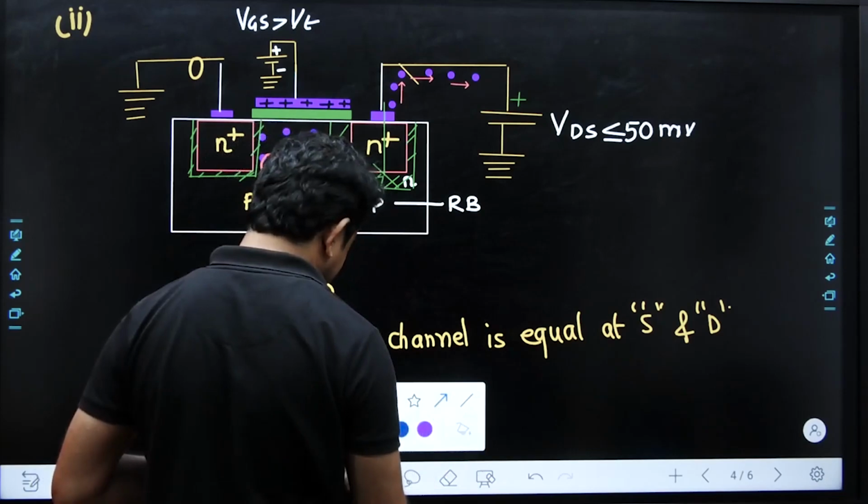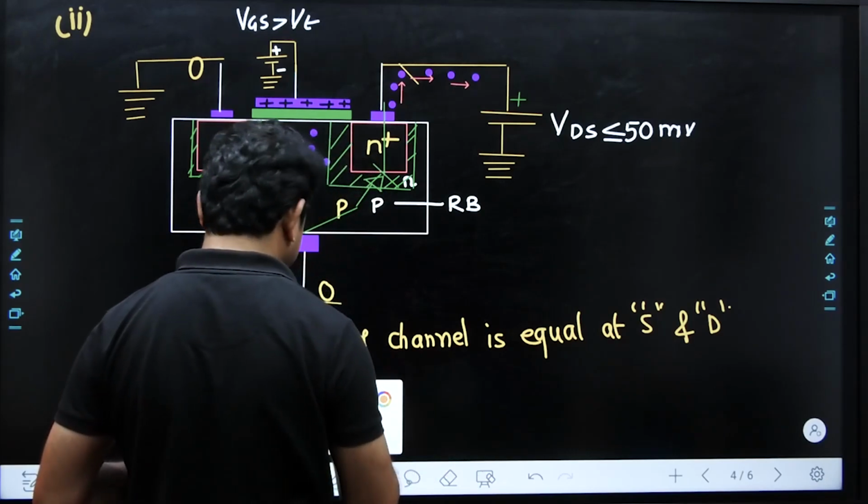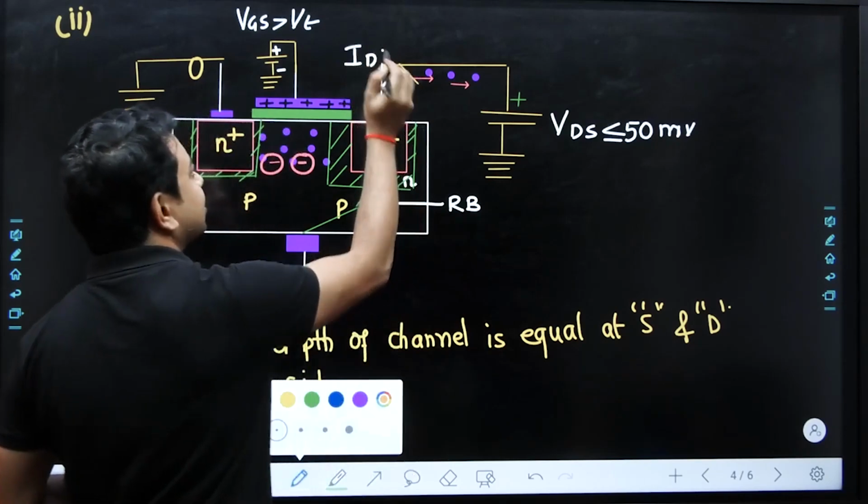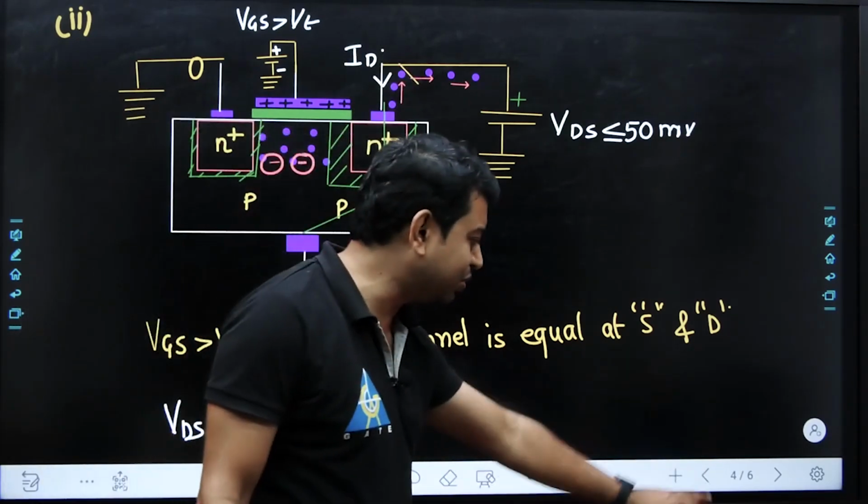Where is the direction of current? We are having a current in this direction. What is the direction of current? The direction of current will be in this direction. So in the previous case, we don't have any current.